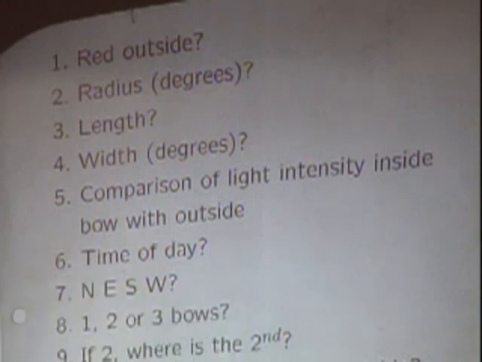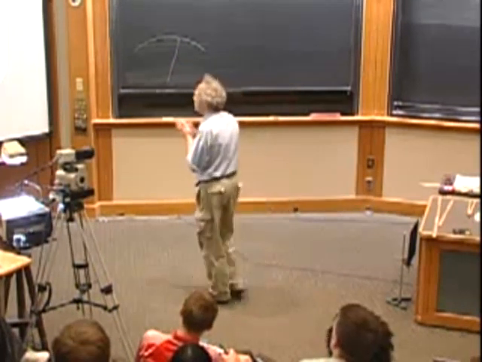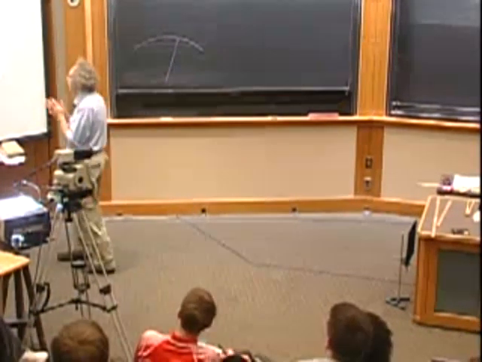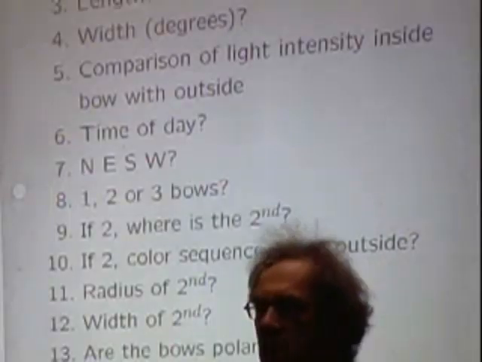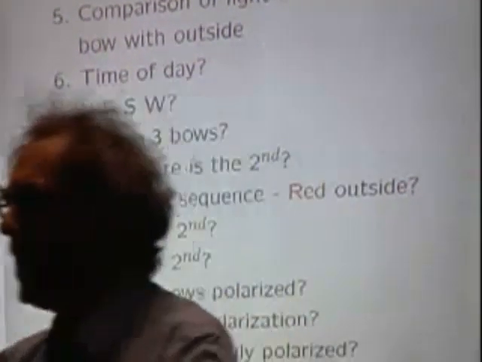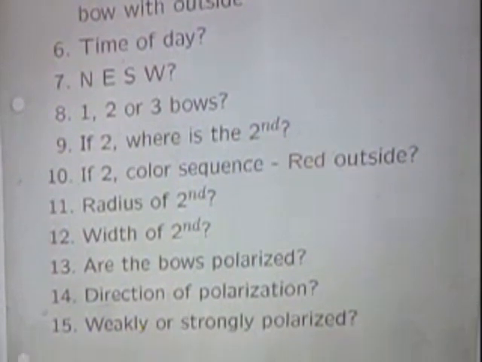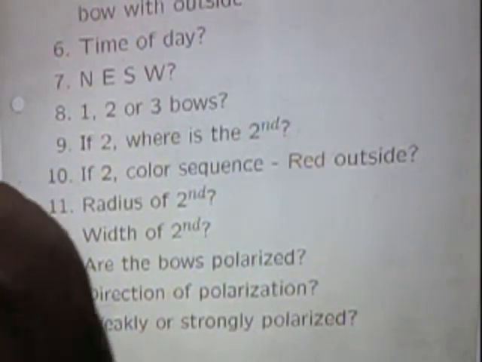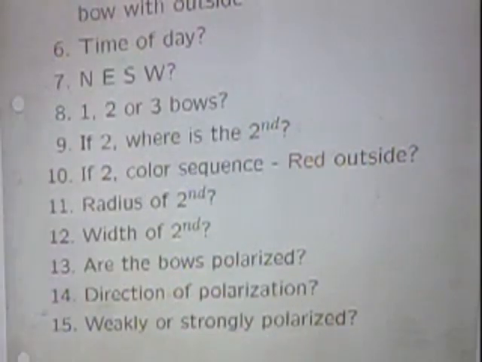And yes, I already answered that for you. There really is a secondary bow. And then the question is, what is the color sequence of that second bow? And where do you have to look for it? What is its radius? And what is its width? And then comes a question that all of you can answer because of my problem set number 10. There was a problem 10.4, which addressed the issue, are the bows polarized? And then, what is the direction of polarization? And is the polarization weak or is the polarization strong?